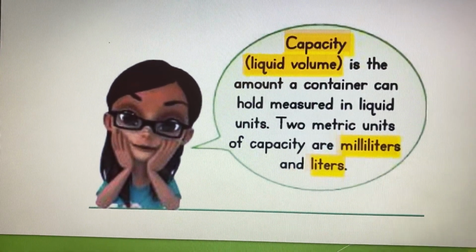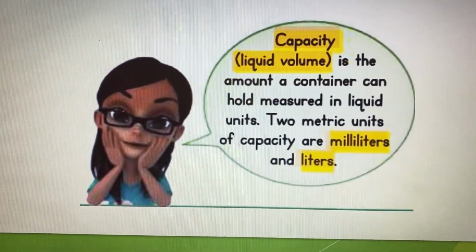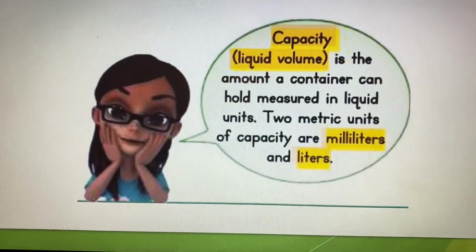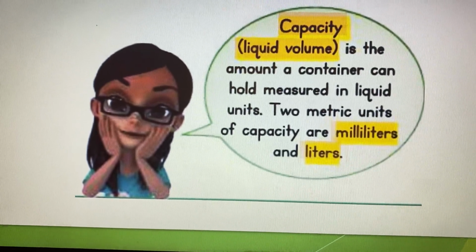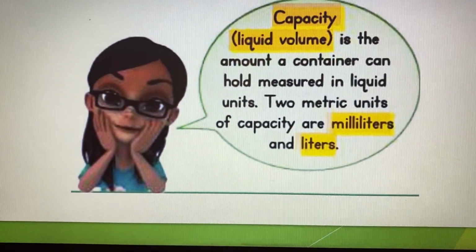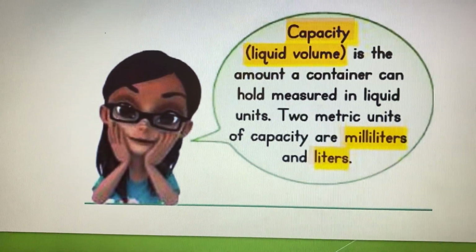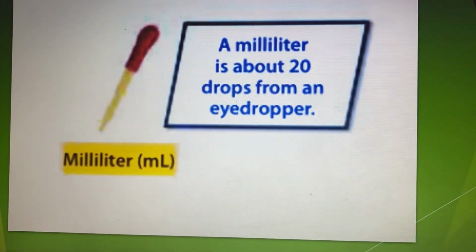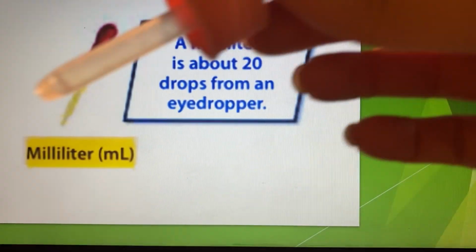Capacity, liquid volume. What is the meaning of capacity? Capacity is a vocab word that we use to describe liquid volume. So the meaning of capacity is the amount a container can hold, measured in liquid units. We use 2 metric units of capacity, milliliters and liters. The milliliter is about 20 drops from an eyedropper, like this one.